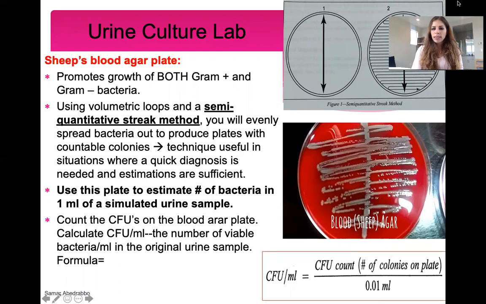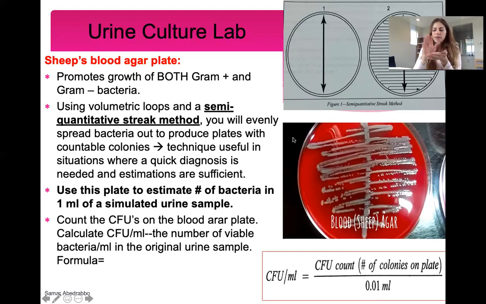How it works is you have your blood agar, and you take your loop, a volumetric loop, meaning we know how much urine it holds. You dip it in the urine, and then you go down the agar plate, as this image shows, and then you go across it like that, going down. The idea is to spread out bacteria evenly, to dilute it slowly, so that you can count the number of bacteria for a quick diagnosis. So we use this plate to estimate the number of bacteria in 1 milliliter of a simulated urine sample.